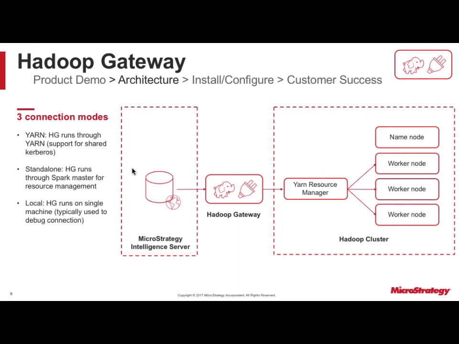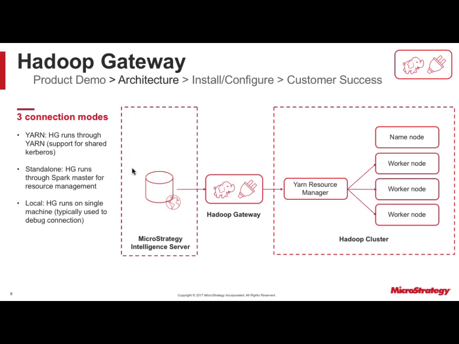And now, if Yarn is not enabled, you can use your standalone connection to directly connect to your Spark master service. And in this mode, the Hadoop gateway uses the Spark master to coordinate the data processing. So finally, in your local mode, there's no application that's deployed against your Spark nodes. All the data processing is executed in the Hadoop gateway host. This mode is intended for testing and troubleshooting different connection issues, right?